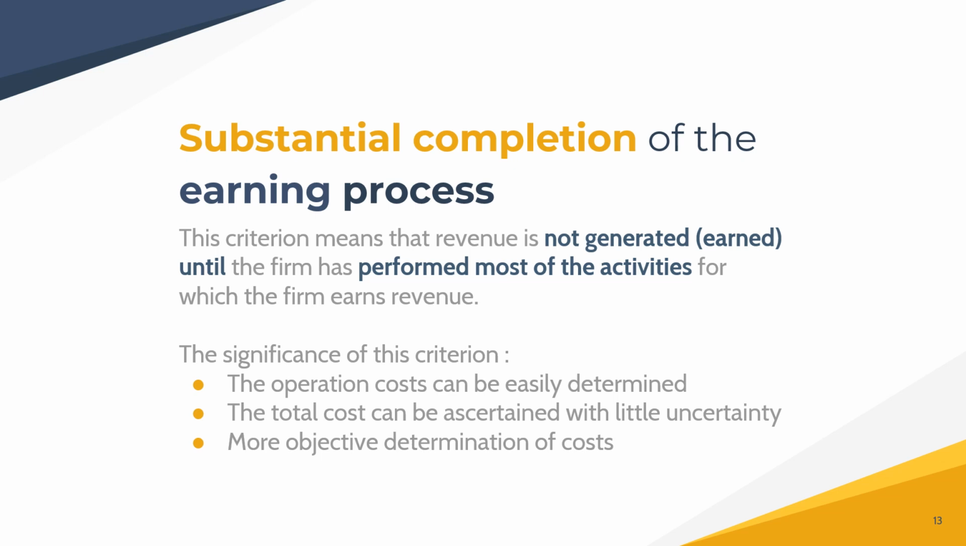First, the operation costs can be easily determined because most of the operations that were part of the earning process have been undertaken. Second, the total costs can be ascertained with little uncertainty because whatever future costs there may be can be easily estimated. And lastly, more objective determination of costs.